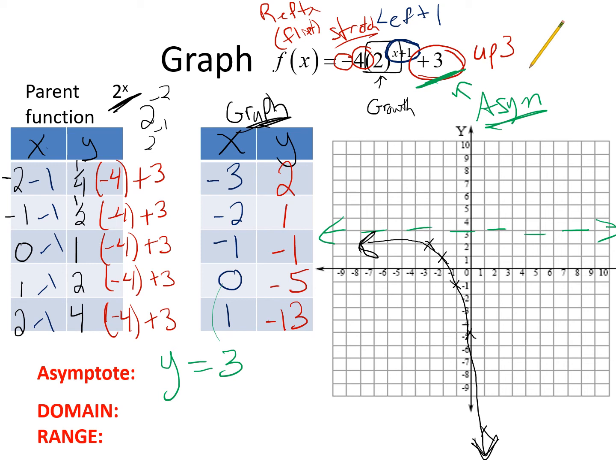And the last thing we have to finish up is our domain and range. Remember, our domain is really nice because we can pick anything we want.